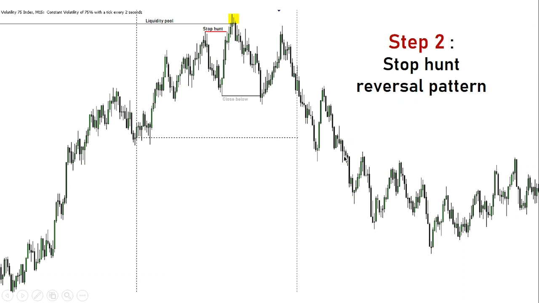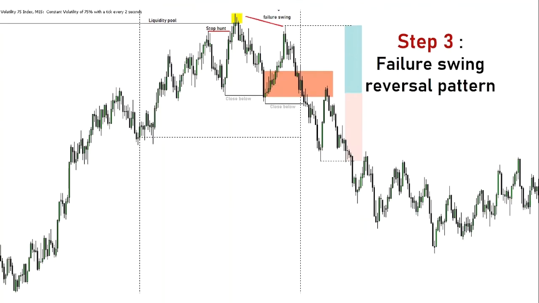Now you can have an aggressive entry at that point, when the stop hunt reversal pattern has been confirmed. But I'm going to teach you how to take trades only after confirmation. So I avoid aggressive entries at all; we're just going to take confirmational entries. And so the next step will be the failure swing.